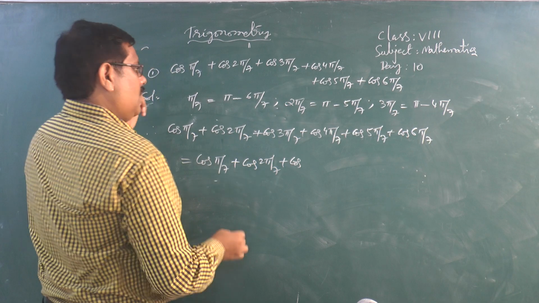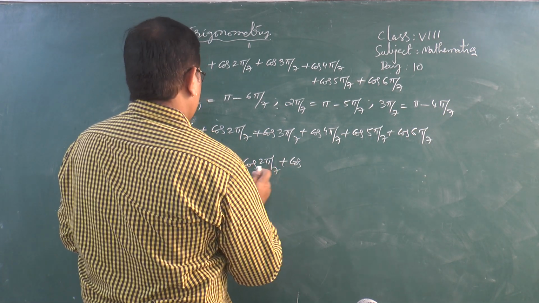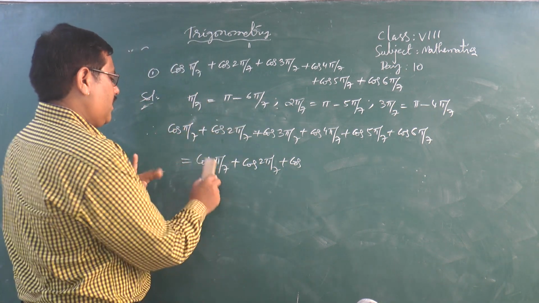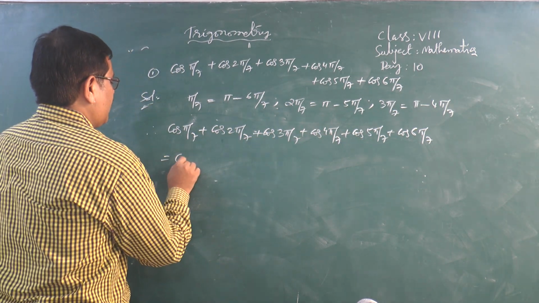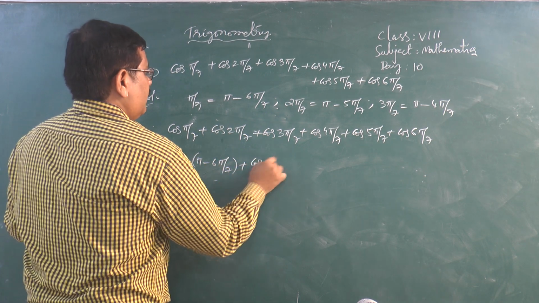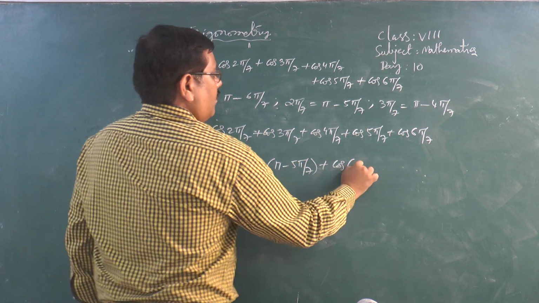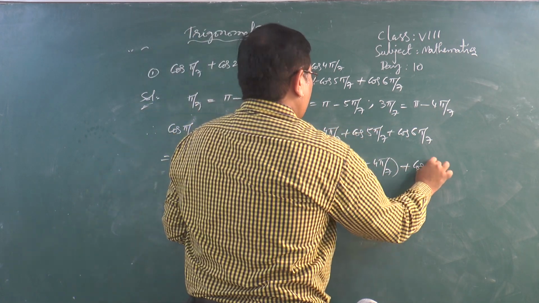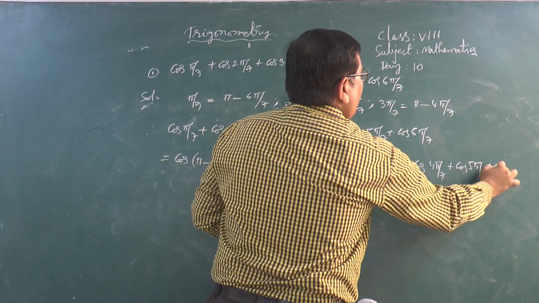Cos 3 pi by 7. Let us write here itself, because already I am writing pi by 7 as pi minus 6 pi by 7. The rest of the three values we will keep as they are. Cos pi minus 6 pi by 7 plus cos pi minus 5 pi by 7 plus cos pi minus 4 pi by 7. These three values let us keep as they are: cos 4 pi by 7 plus cos 5 pi by 7 plus cos 6 pi by 7.